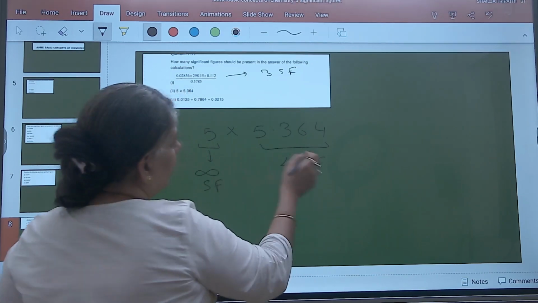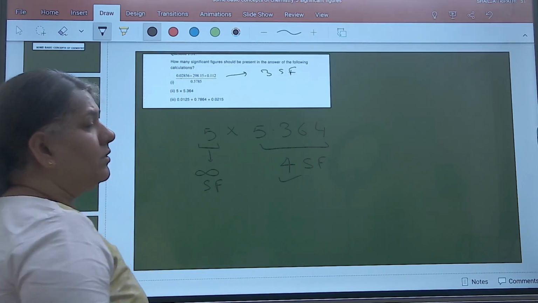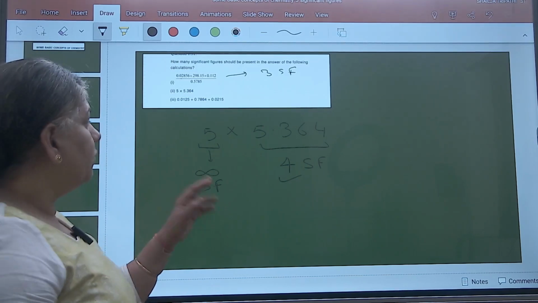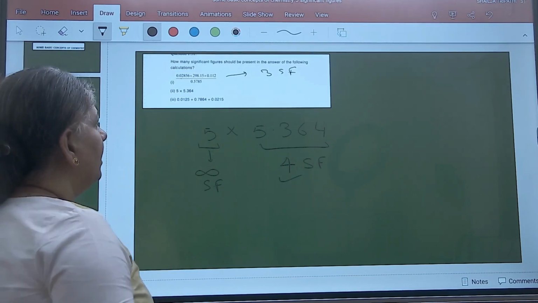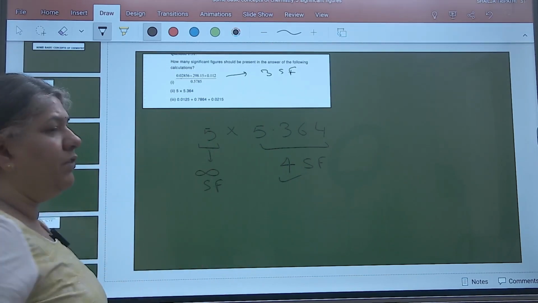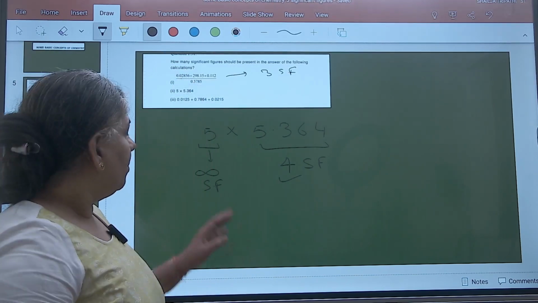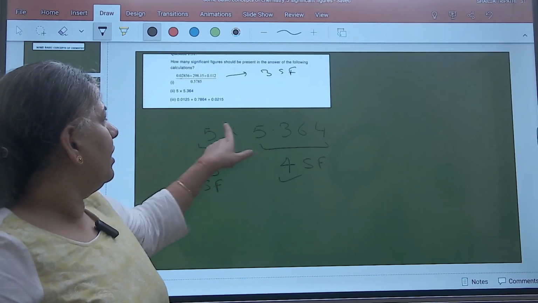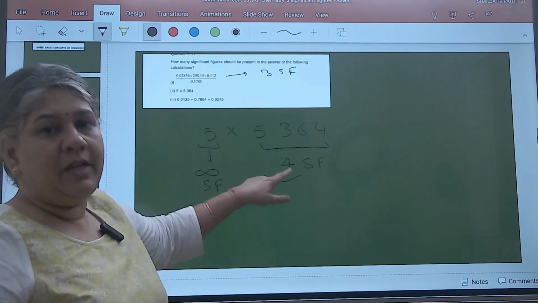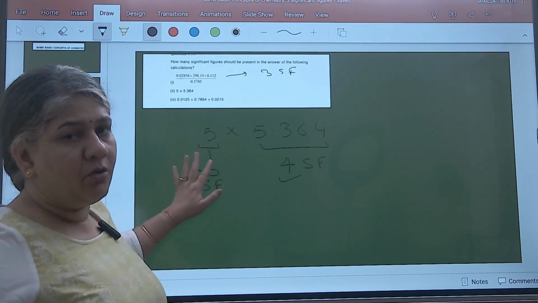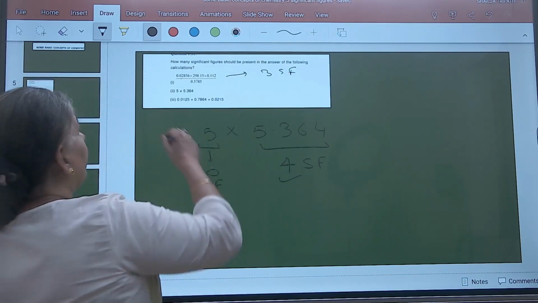So the least among them is this. So the answer should also have 4 significant figures. So in multiplication and division, we decide the number of significant figures based on the number which has the least significant figures in our question. Okay.